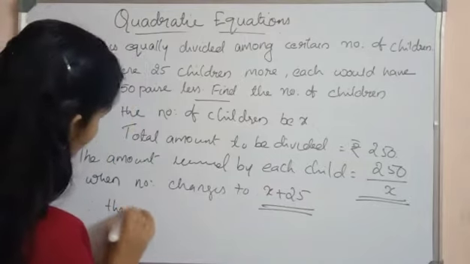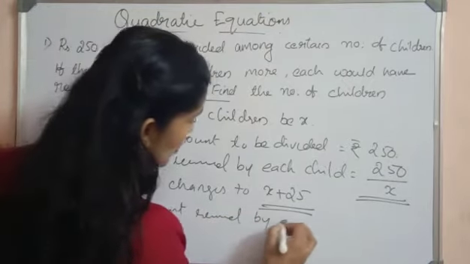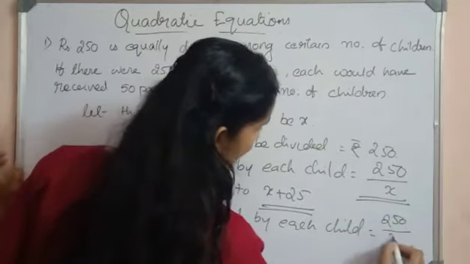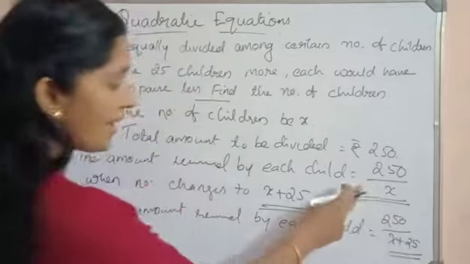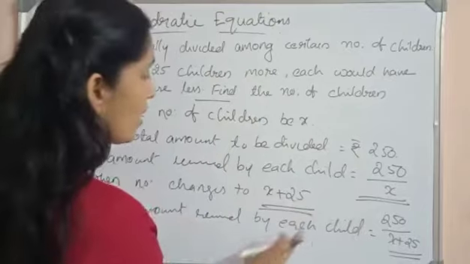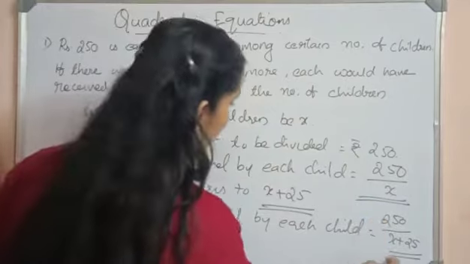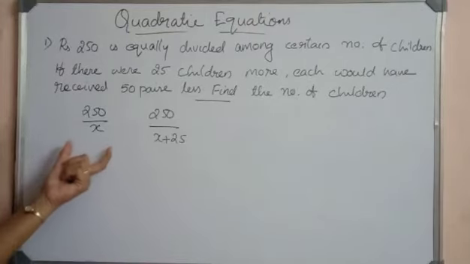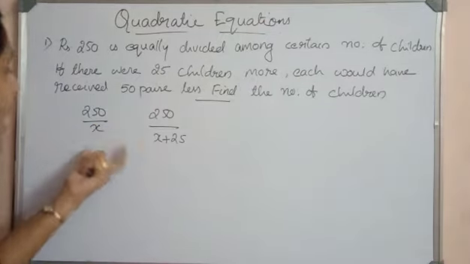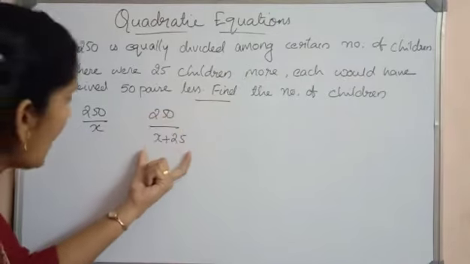Therefore, the amount received by each child is 250 by x plus 25. When there were x number of children, the amount received by each child is 250 by x, and when there were x plus 25 children, then the amount received by each child is 250 by x plus 25.